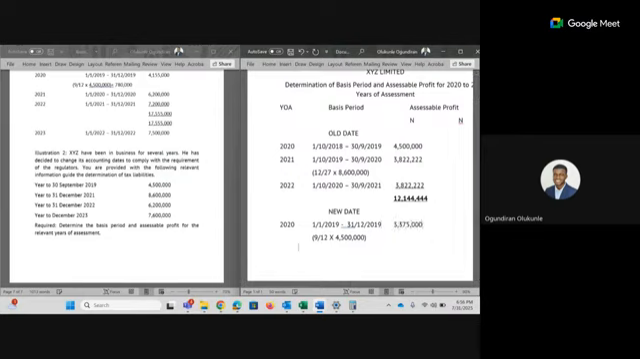375,000. And then for 2021 year of assessment, you do 1/1/2020 to 31 December 2020. What you have is 3,822,222.